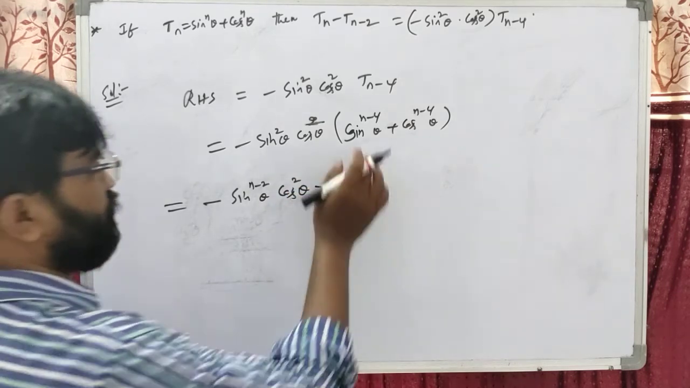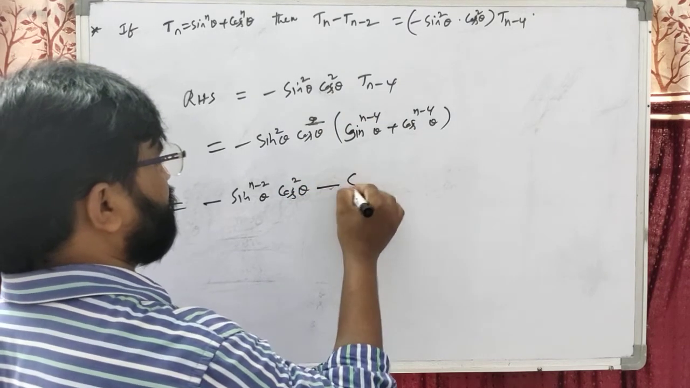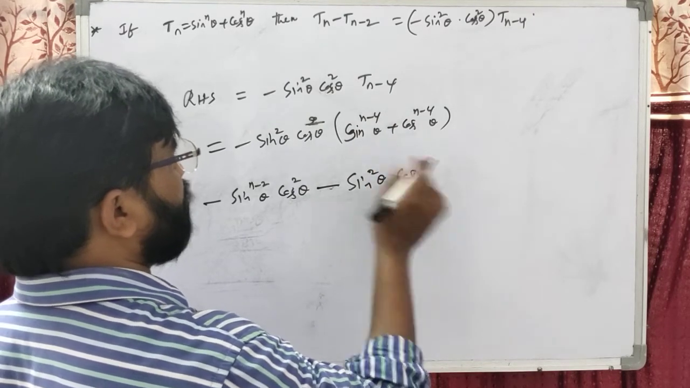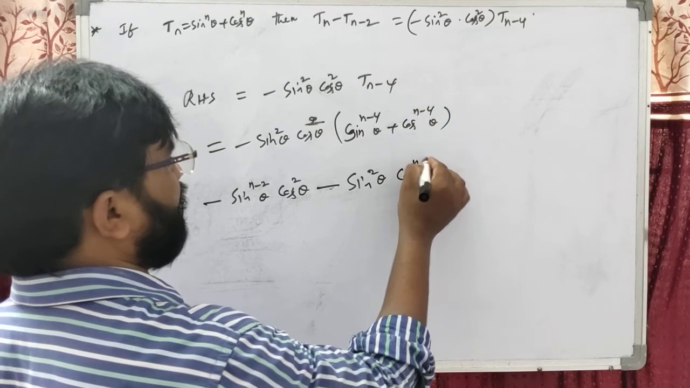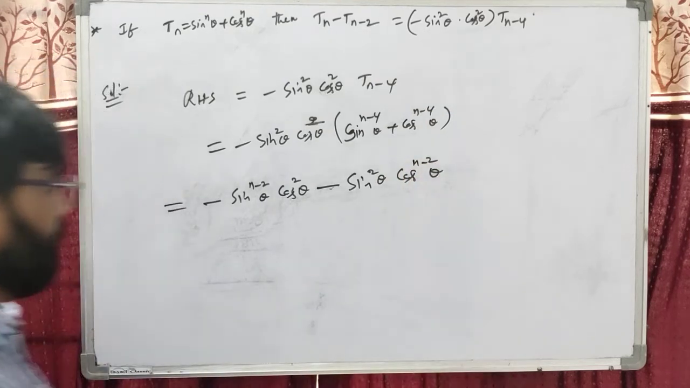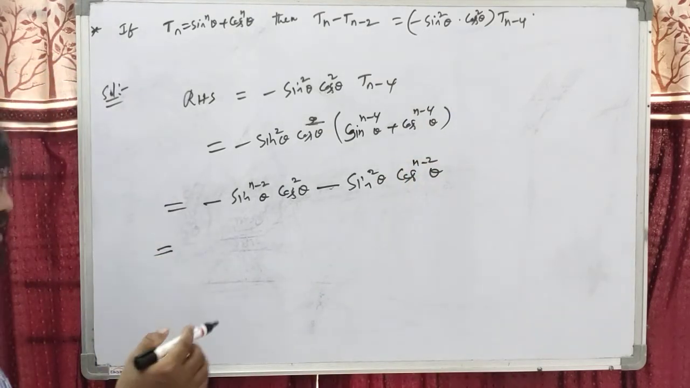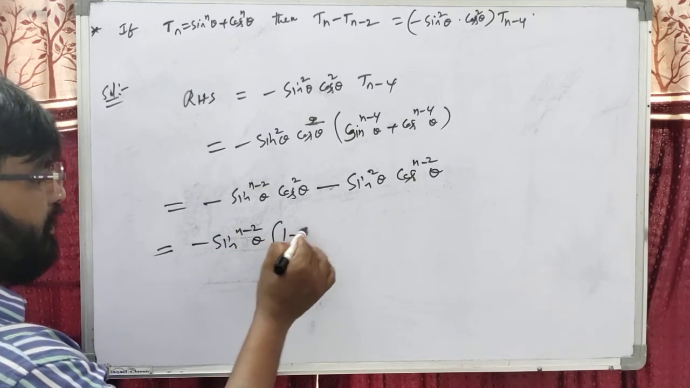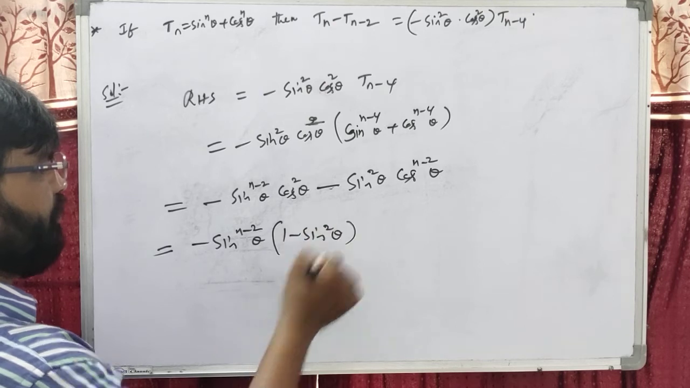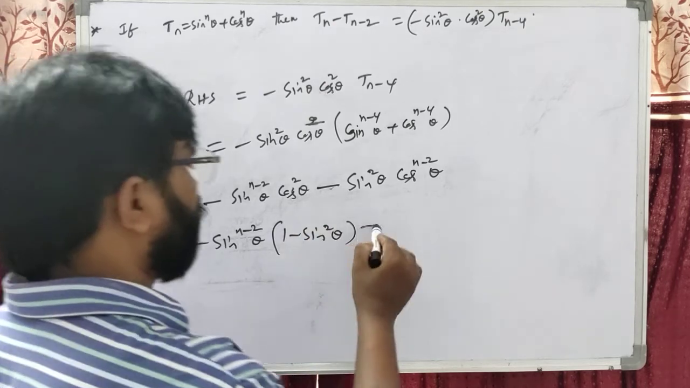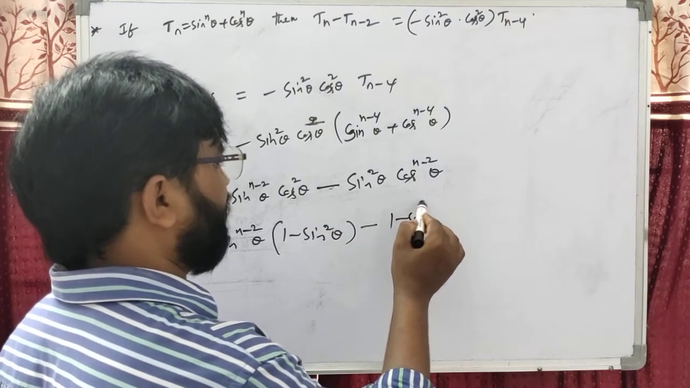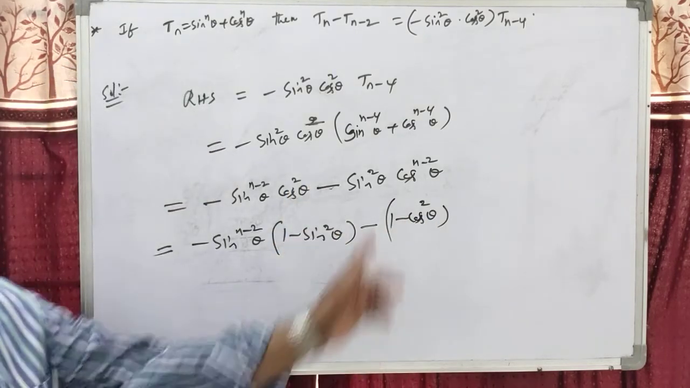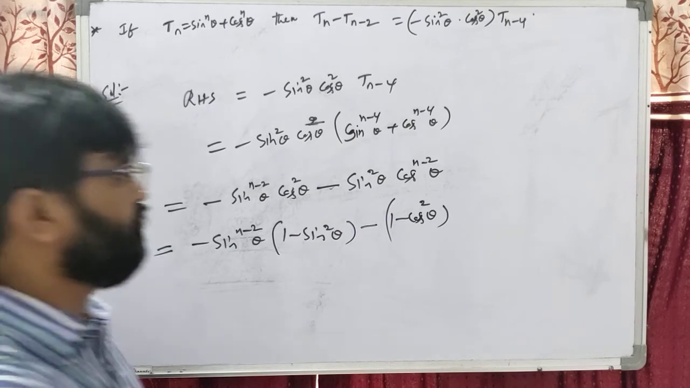Next we get again minus sin square theta into cos power n minus 2 theta. In the next step I will take minus sin power n minus 2 theta common. This is 1 minus sin square theta, and we can write this as cos square theta is 1 minus sin square theta, and sin square theta is 1 minus cos square theta.